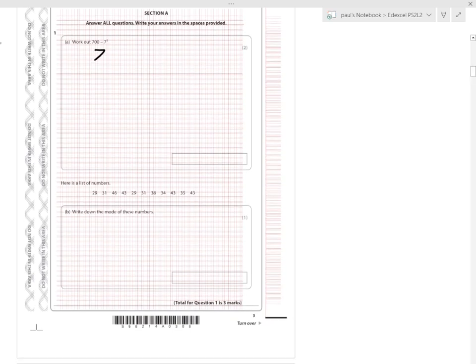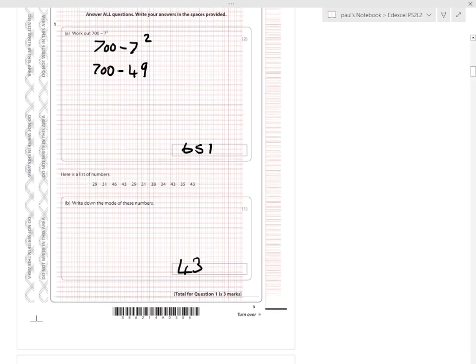So we've got 700 minus 7 squared. 7 squared is 49. 700 minus 49 is 651. Write down the mode. The mode is the most common, so we look for a number that appears more times than others. So 43, 43, 43. 43 comes up a lot. So we leave that at 43.